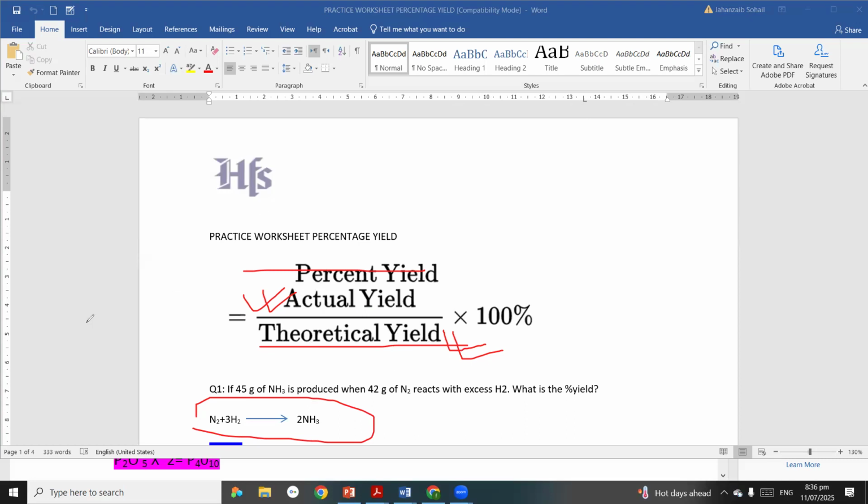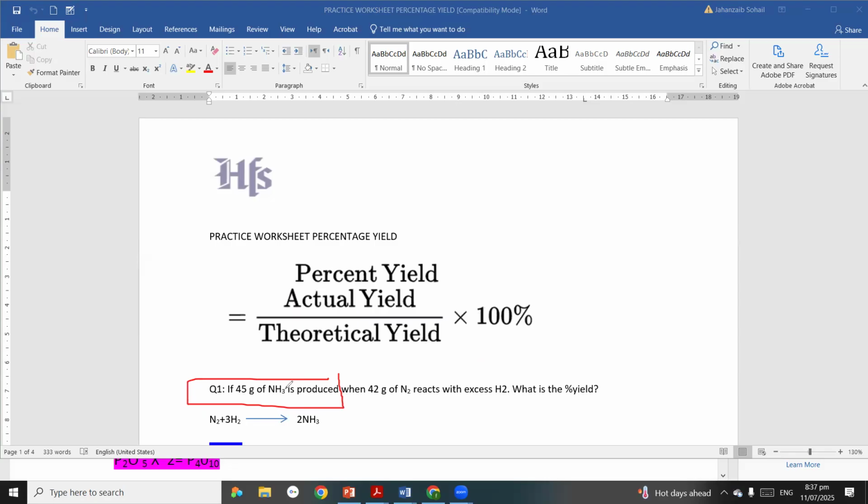So I'm solving one question, then in the next class we will practice more questions. Let's see how we will calculate percentage yield. This is question 1. If 45 gram of ammonia is produced, what feeling are you getting from this statement? 45 gram ammonia is produced. Can I say that the actual yield is 45 gram? Yeah. So if 45 gram of ammonia is produced, formed, released, these words show that it is the actual yield.